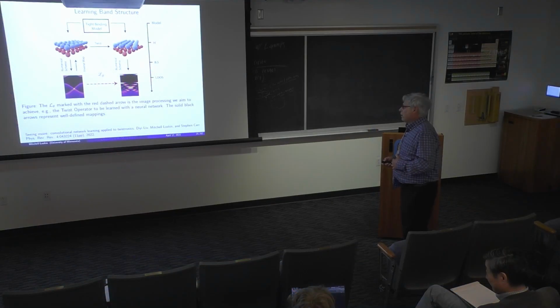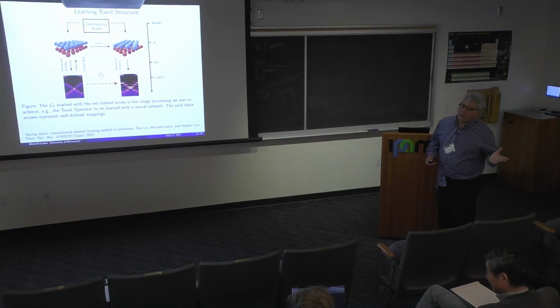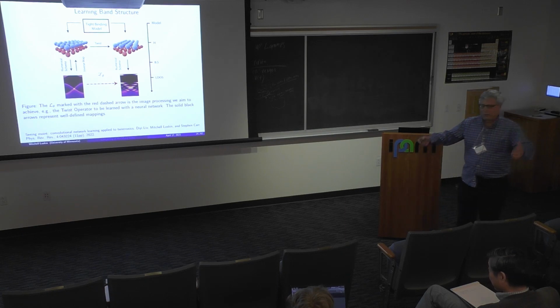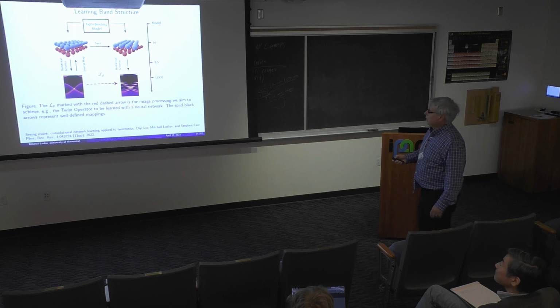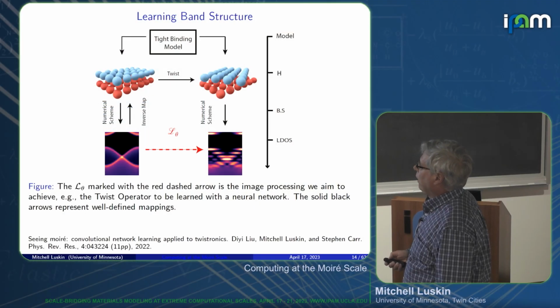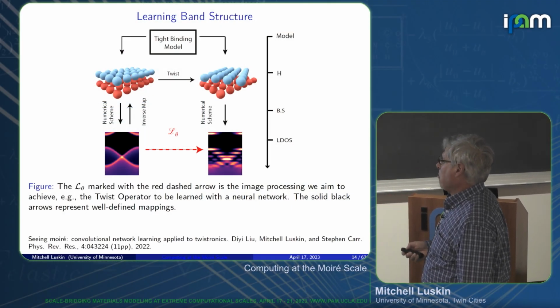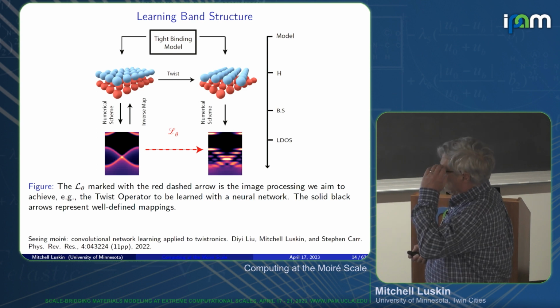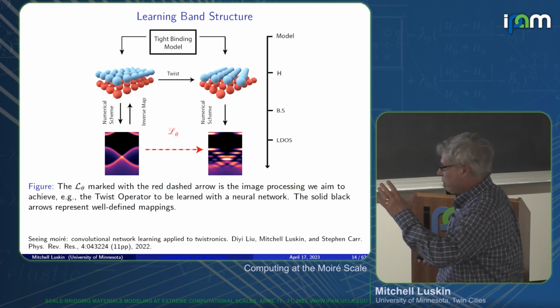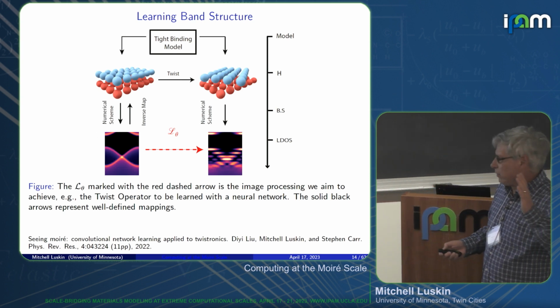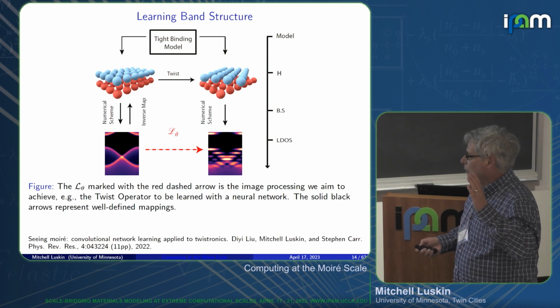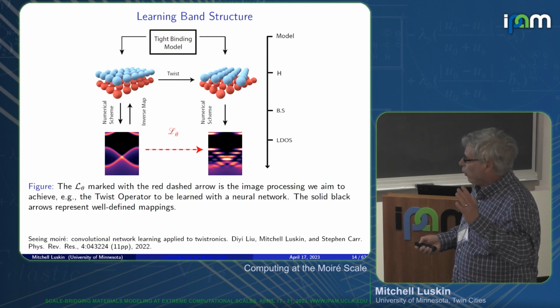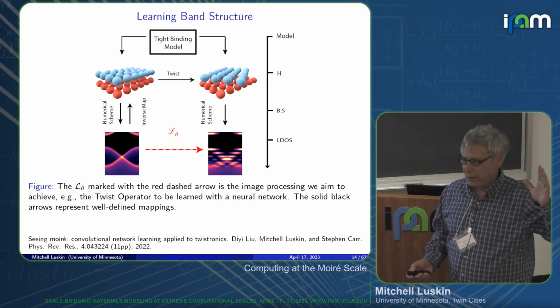Now, if you're searching for flat bands, there are thousands of materials out there. So we have a little project where we think we can learn the density of states. If someone gives me an untwisted material and its local density of states, then we think we can learn the twisted local density of states.